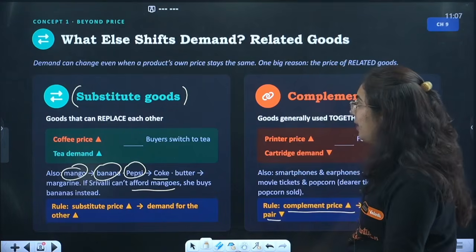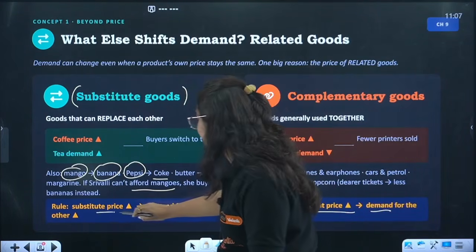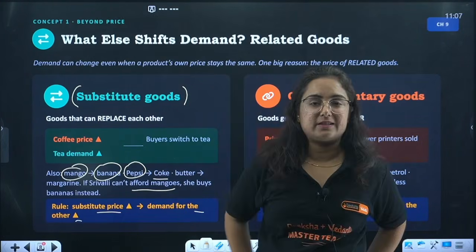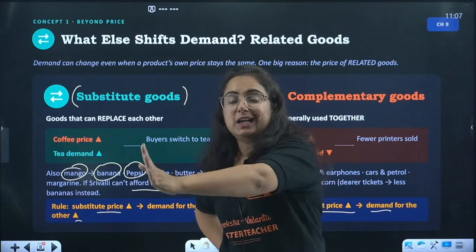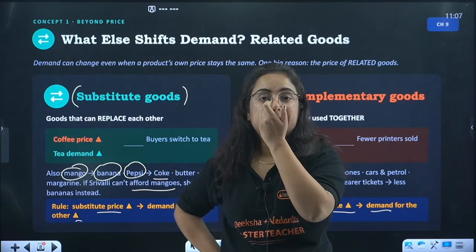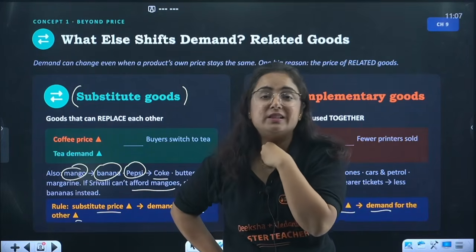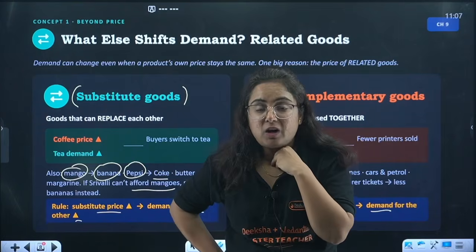Right? Getting my point? Now when we talk about substitute goods, when the substitute price increases, the demand for the other product increases. Why, beta? Because when we have an option, the other option will also try to increase the price, because they know that my worth and my value is in demand in the market.